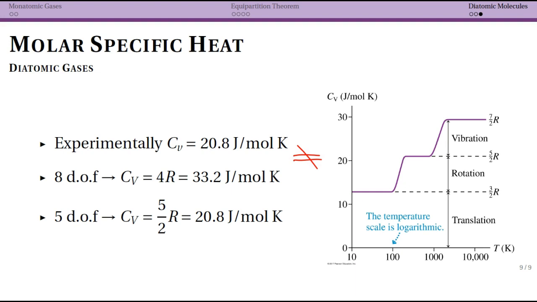A new understanding of physics involving quantum mechanics starts to explain why. So this is interesting in that this is one of the first times in this class that classical physics has not worked. So again, 8 degrees of freedom is what you get if you just count. 5 degrees of freedom is what the experiments tell us.